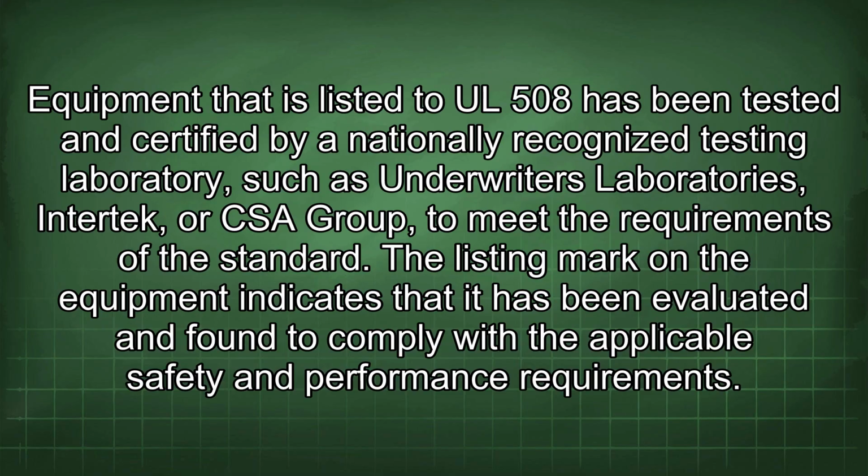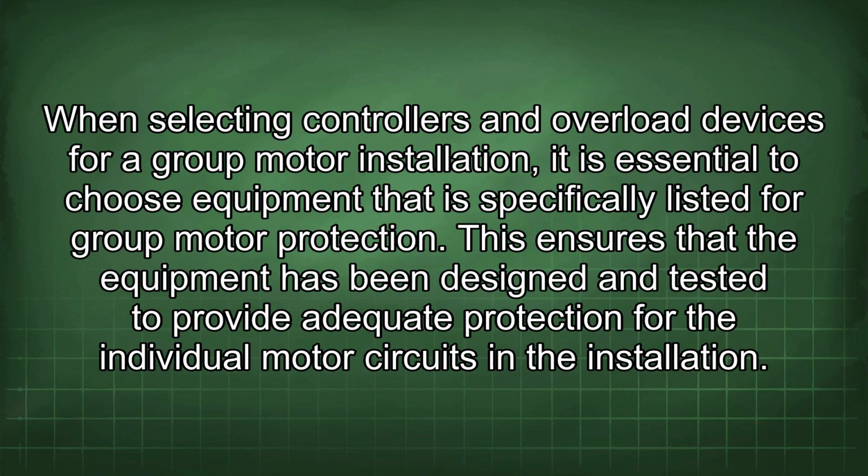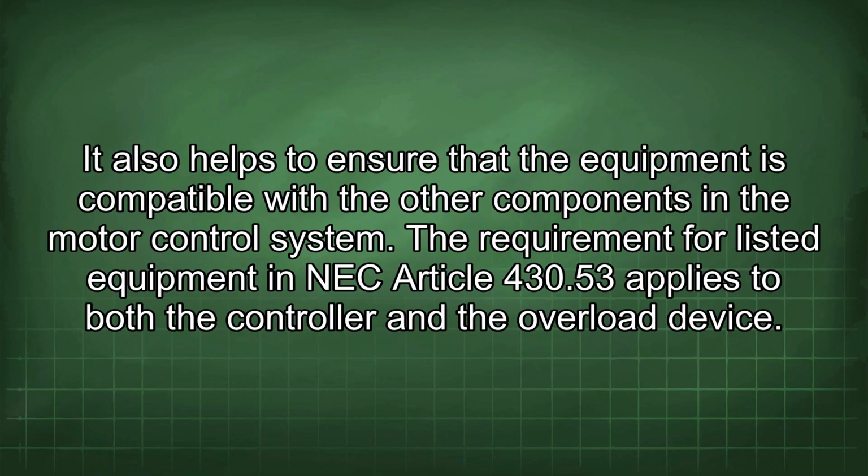Equipment that is listed to UL 508 has been tested and certified by a nationally recognized testing laboratory such as Underwriters Laboratories, Intertek, or CSA Group to meet the requirements of the standard. The listing mark on the equipment indicates that it has been evaluated and found to comply with the applicable safety and performance requirements. When selecting controllers and overload devices for a group motor installation, it is essential to choose equipment that is specifically listed for group motor protection. This ensures that the equipment has been designed and tested to provide adequate protection for the individual motor circuits in the installation. It also helps to ensure that the equipment is compatible with other components in the motor control system.